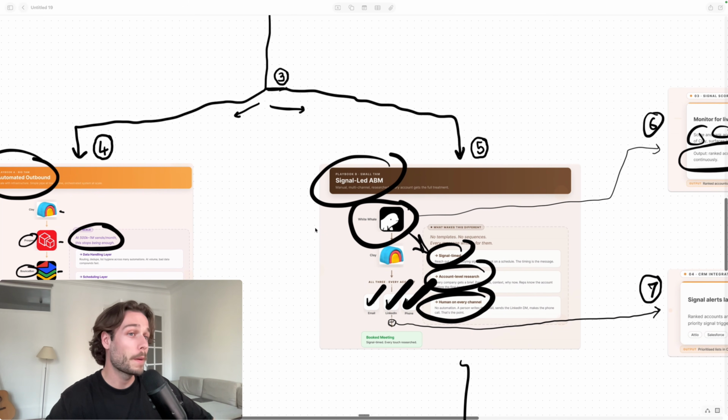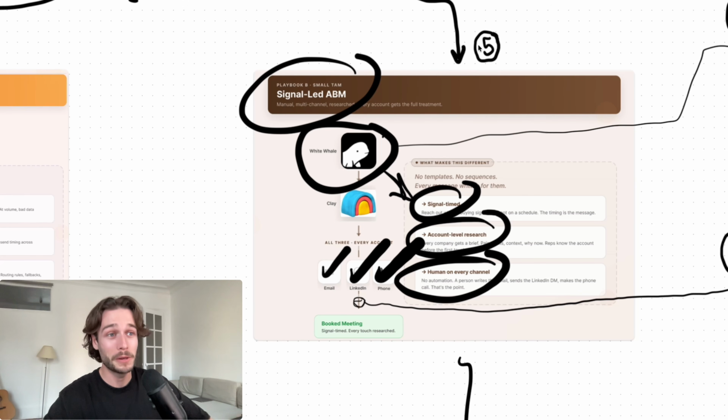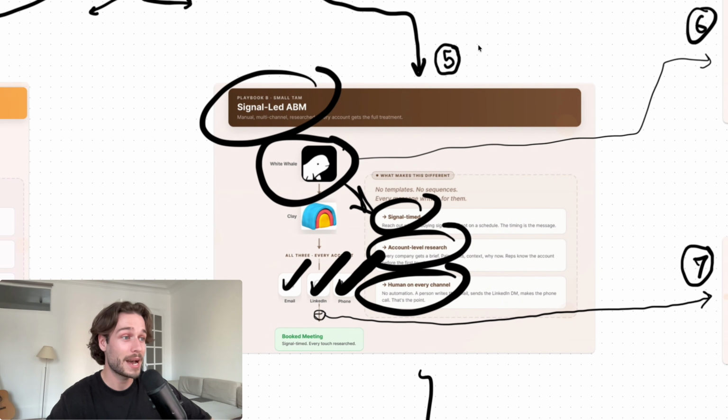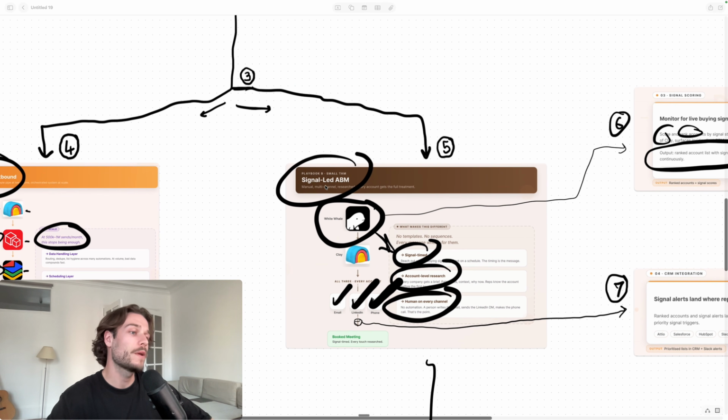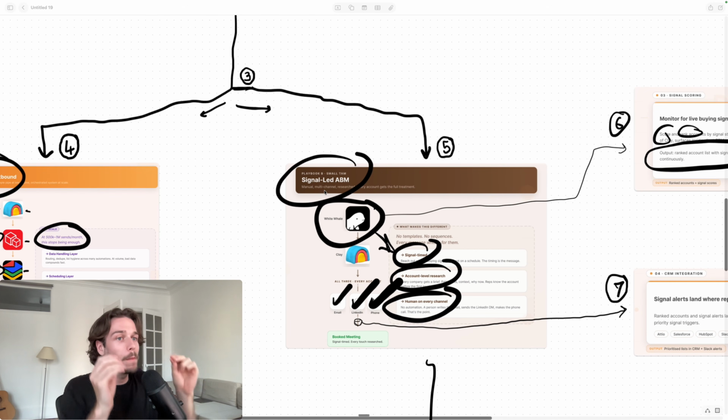Now, Playbook B, and this would be step 5 here. If you have a smaller TAM, and again, this is most companies that I speak to, they have much smaller TAMs than they expect. This is when you should be going for a signal-led ABM approach. This means a much slower, more tactical, multi-channel approach that is much more personalized, more context-led.